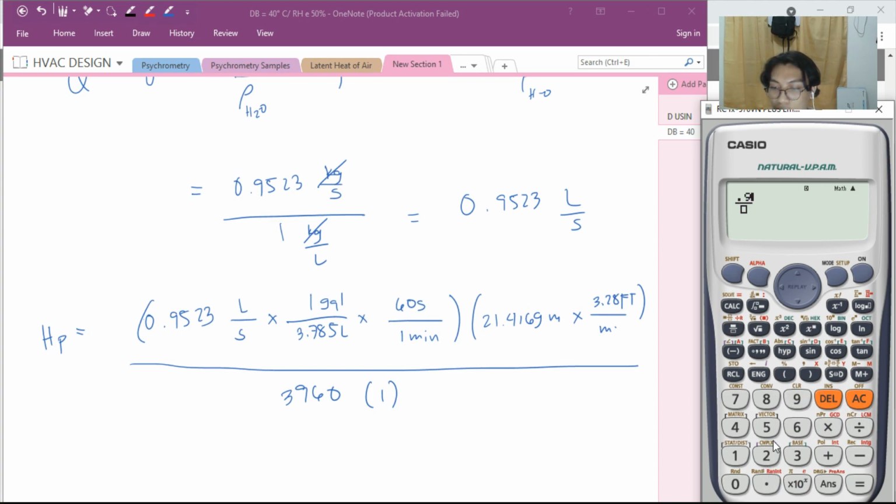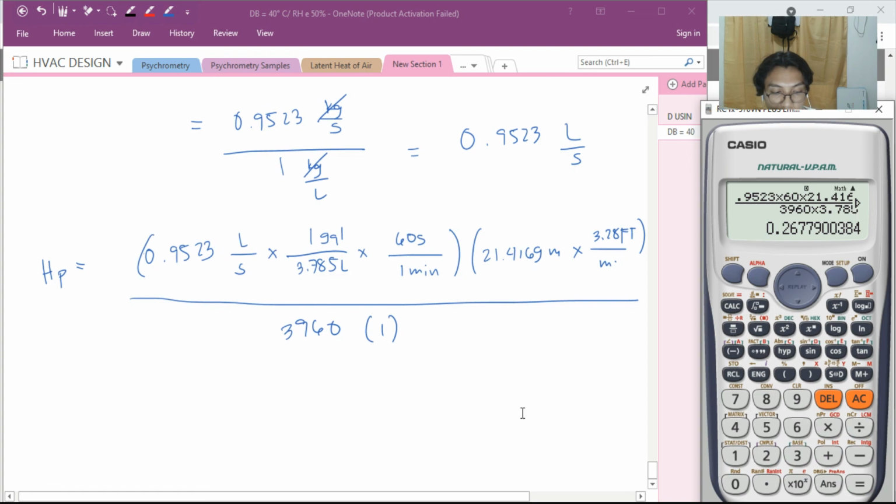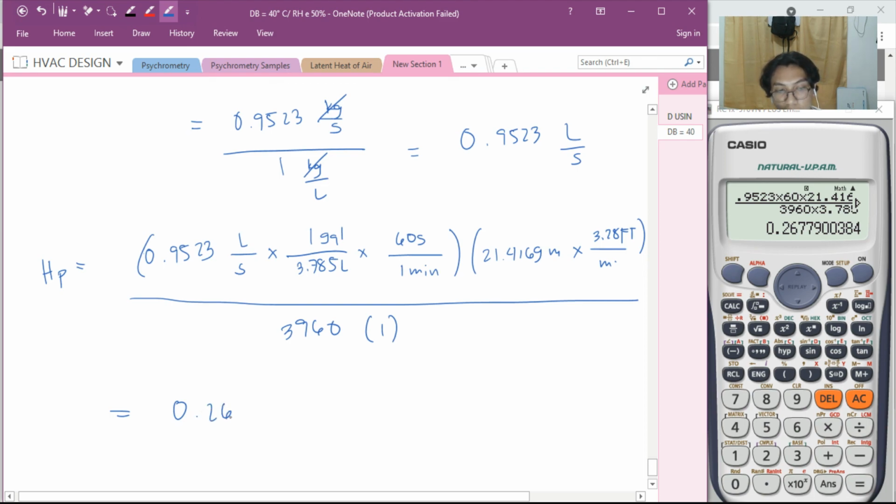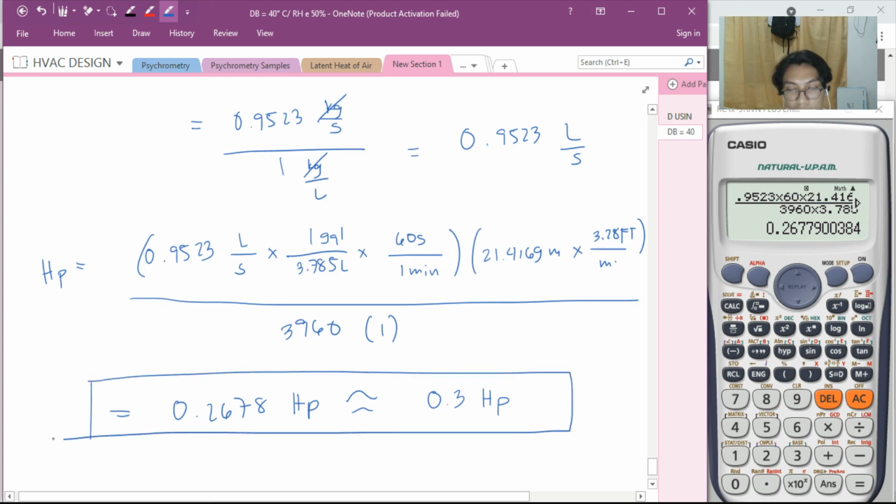So, 0.9523. Natandaan nyo yan ha. Tinuro ko sa inyo to nung kayo'y nag-fluid machinery. Yung shortcut na ito. Times 21.4169 times 3.28 divide by 3960 times 3.785. Hmm, the power of the pump that you need is almost 0.2678 HP or approximately 0.3 HP. Yun lang po ang ating hinahanap.